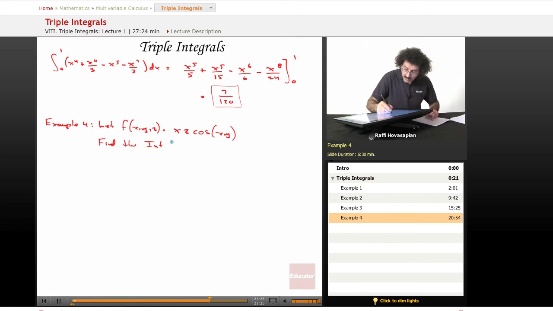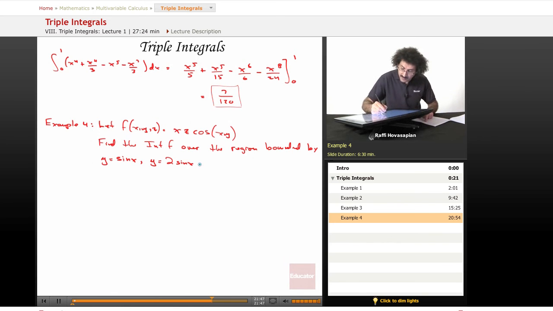And we want to find the integral of f over the region bounded by y equals the sine of x, y equals 2 sine of x, x squared plus y squared plus z squared equals 4, and z less than or equal to 0.